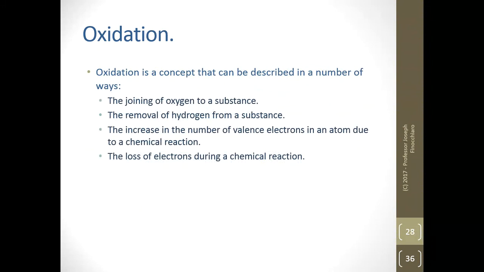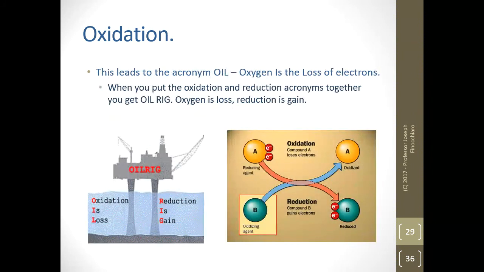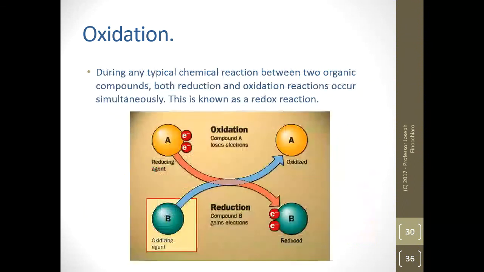Oxidation is also a concept that can be described in a number of ways. The joining of oxygen to a substance, the removal of hydrogen from a substance, the increased number of valence electrons in an atom due to a chemical reaction, or the loss of electrons during a chemical reaction. And this leads you to the acronym OIL. OIL is the loss of electrons. When you put the oxidation and reduction acronyms together, you get OIL RIG. OIL is loss, reduction is gain. And this will help you on every true and false regarding what is lost and what is gained.